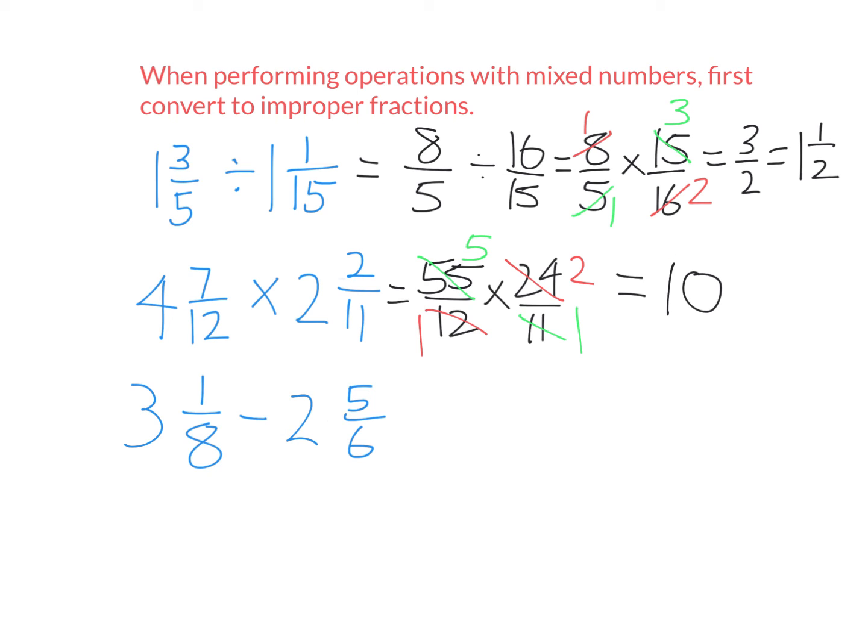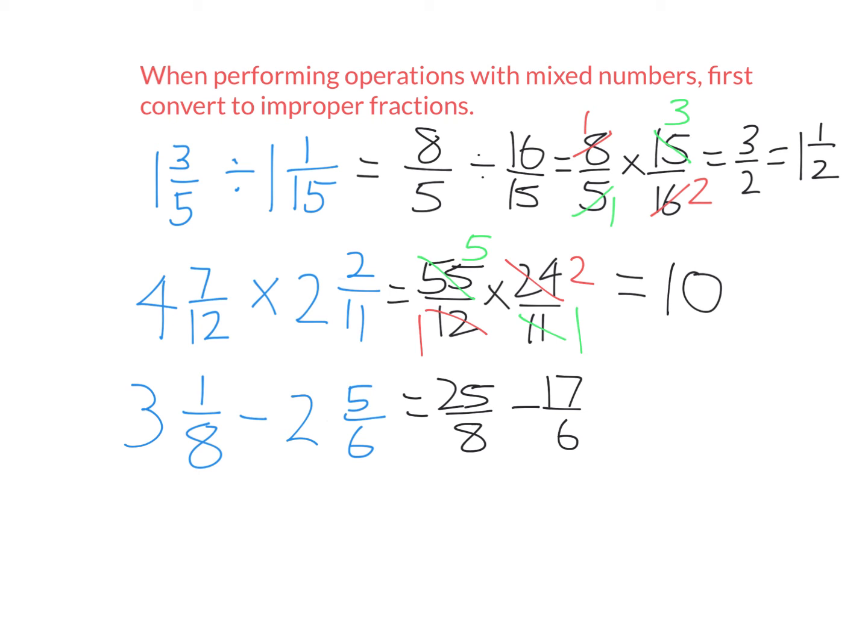All right, let's do this one here. So 3 and 1/8. 3 times 8 plus 1 is 25. So I get the first fraction turns into 25 over 8. 2 times 6 is 12, plus 5 is 17. So I get 17 over 6. All right, remember, when you're adding or subtracting two fractions, you must first make them have the same denominator.